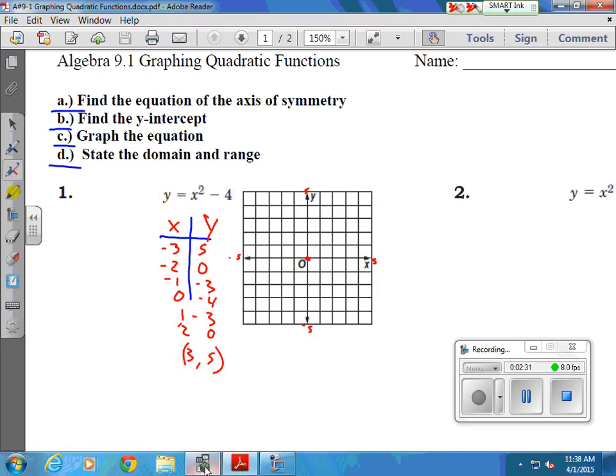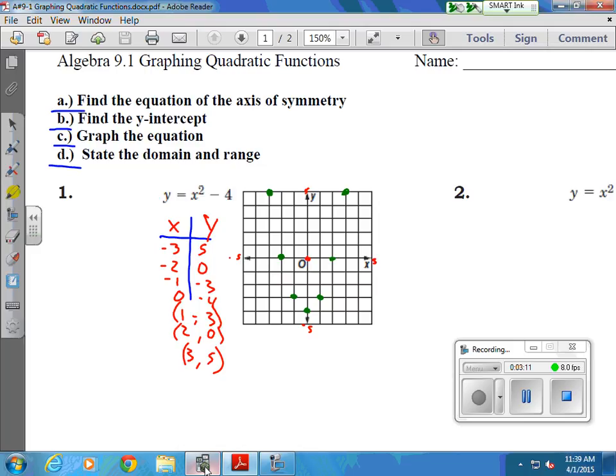So these are all coordinates. Half of them I wrote as a T-chart, half of them I wrote as coordinates. But so we got negative 3, 5, 1, 2, 3, 1, 2, 3, 4, 5. There's negative 3, 5. Negative 2, 0. It'll be right here. Negative 1, negative 3. 0, negative 4. Positive 1, negative 3. Positive 2, 0. And positive 3, positive 5. So it's pretty easy to see the outline of that parabola.